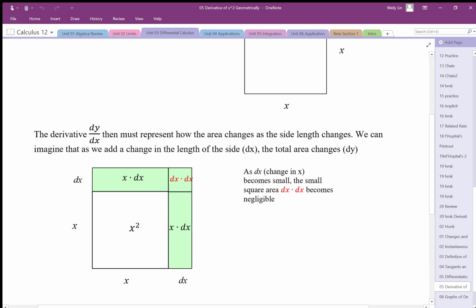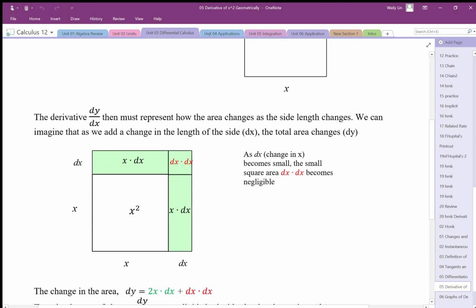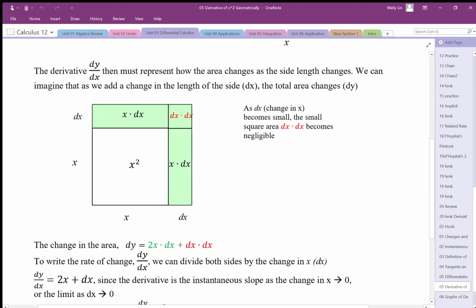Now, I've drawn it exaggeratedly, but as we let dx get really, really small, because that's what it really means, a small change in x, that dx times dx square becomes really, really tiny. It essentially becomes insignificantly small or negligibly small. So that's what I've written over here. So the dx times dx becomes negligibly small. So the change in the area function must be represented by these two x dx parts. So the change in y must be this 2x dx.